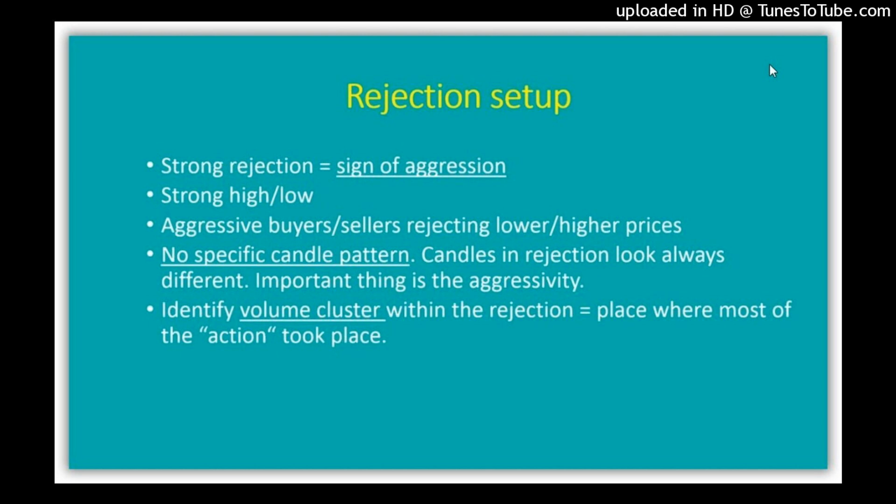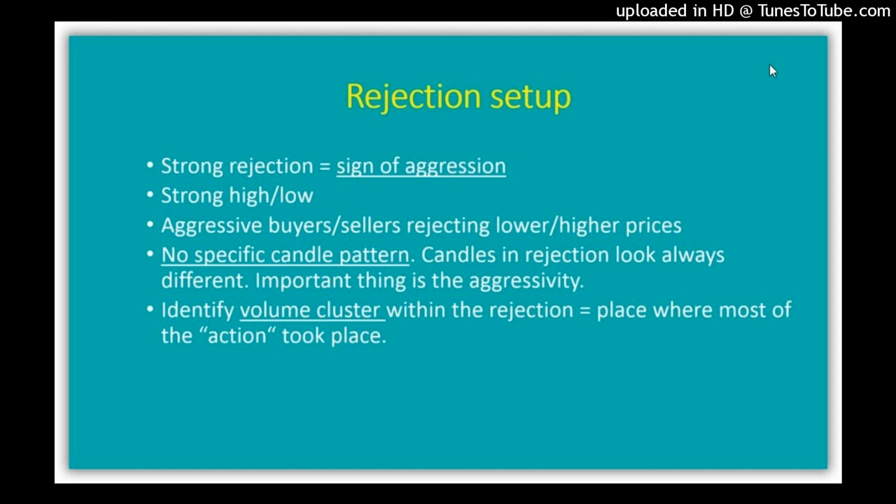And what aggressive rejection means is basically the chart is telling you that either aggressive buyers are rejecting lower prices. This is aggressive buyers rejecting lower prices and pushing the price upwards, or aggressive sellers rejecting higher prices. This is aggressive sellers, those sellers rejecting higher prices. The important thing here is the aggression.